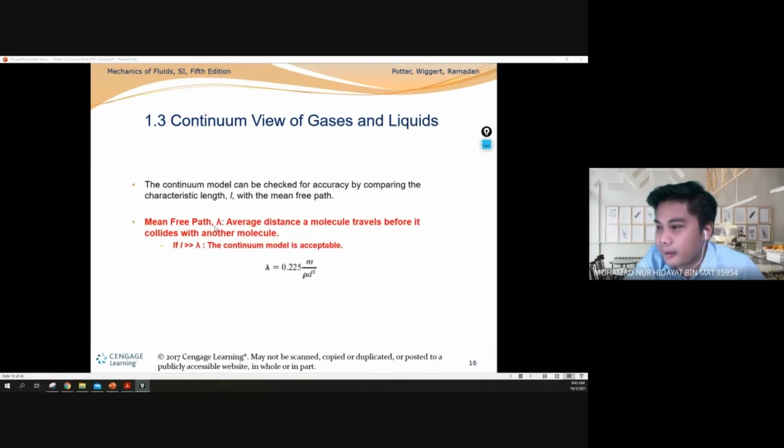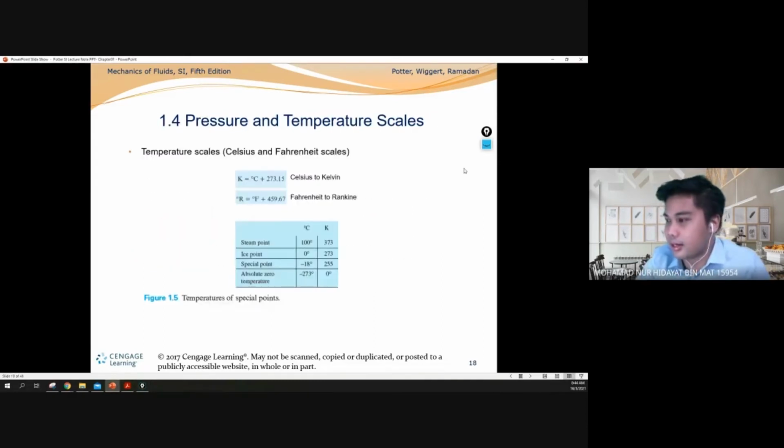Okay, this is very important. The continuum model is how we define whether something is a continuum or not. The continuum model can be checked for accuracy by comparing the characteristic length with the mean free path. If the characteristic length is more than the mean free path, which we call lambda, then it is a continuum.